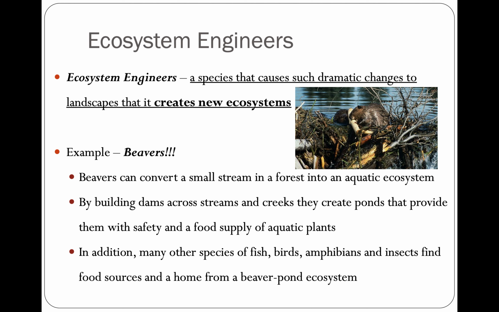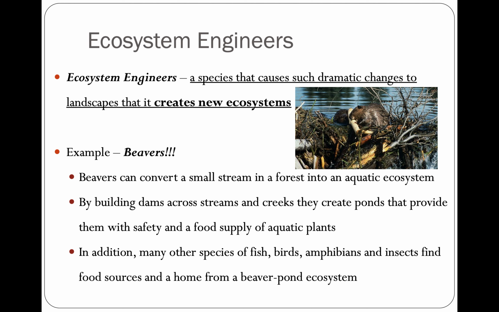And then we can go to ecosystem engineers. These are species that cause such dramatic changes to landscapes that it creates new ecosystems, right? So beavers are an example of engineers, right? Because they build things. They can turn a small stream into an aquatic ecosystem. By putting up that dam, they will slow the water down to make it like a pond in different areas that provide beavers with safety and a food supply of aquatic plants.